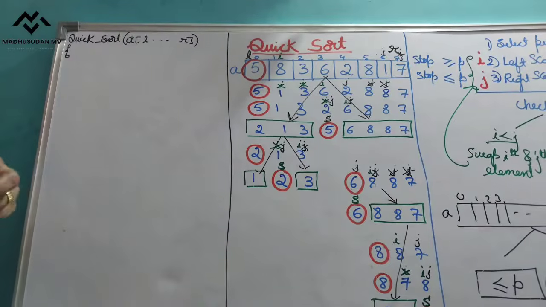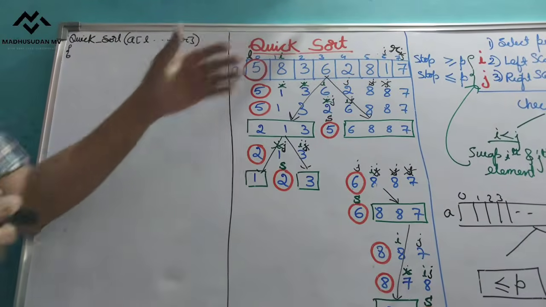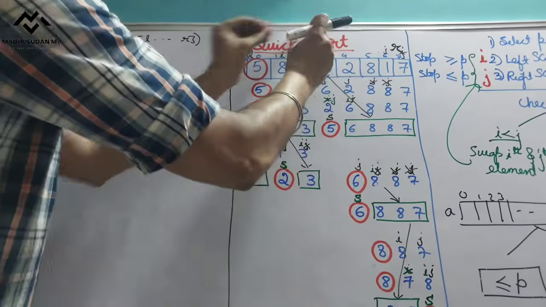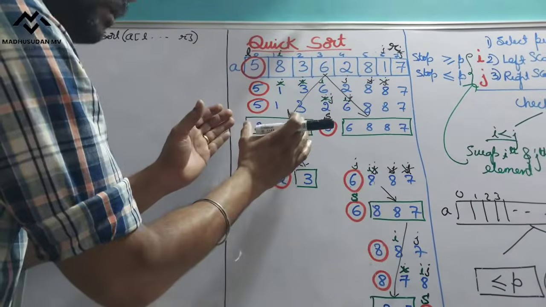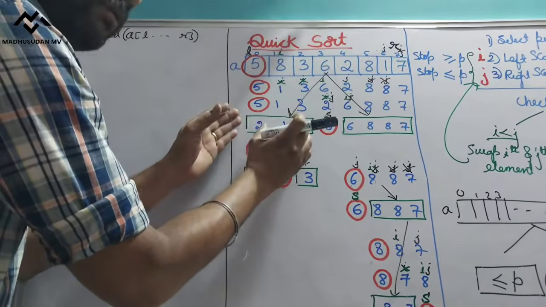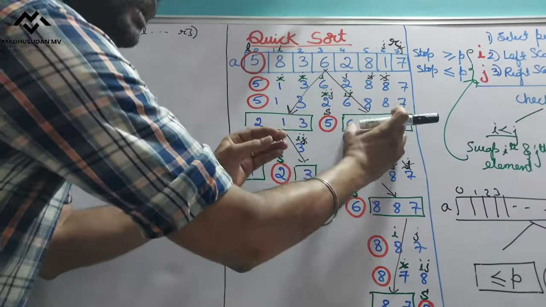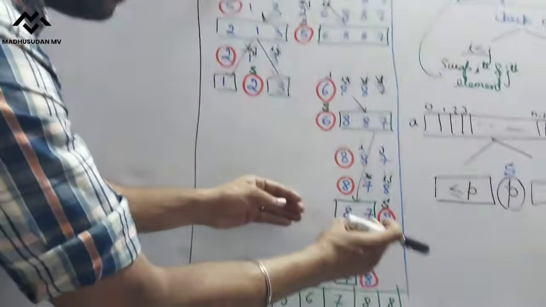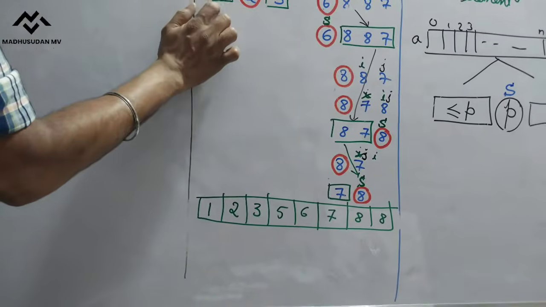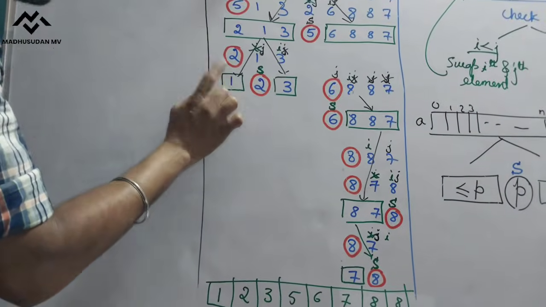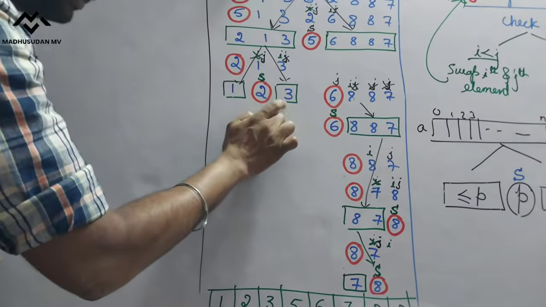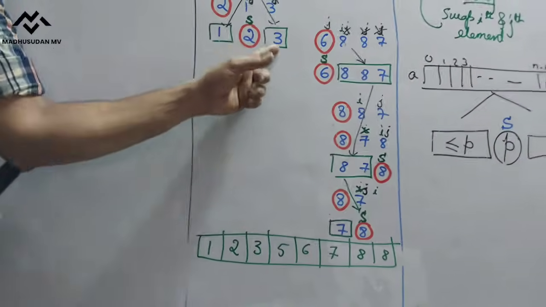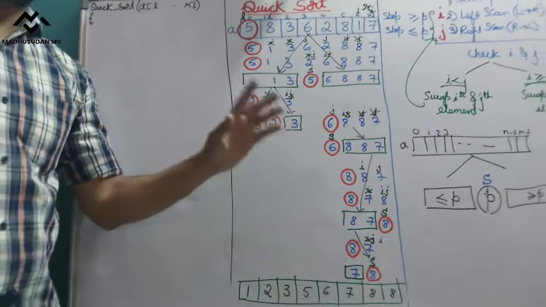Now, what did we do first? How many elements are there? More than one element, so we split it into two subarrays. Again, when a subarray has more than one element, we split it. More than one element, we split it. But did we split this one? No. Why? Because there is only one element. And this one, as well as this one, we did not split. Why? Because there is only one element. If there is only one element, we are not splitting.